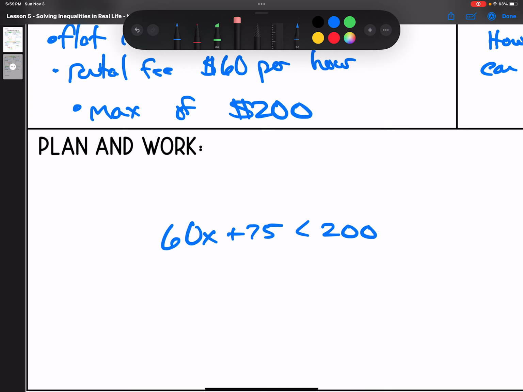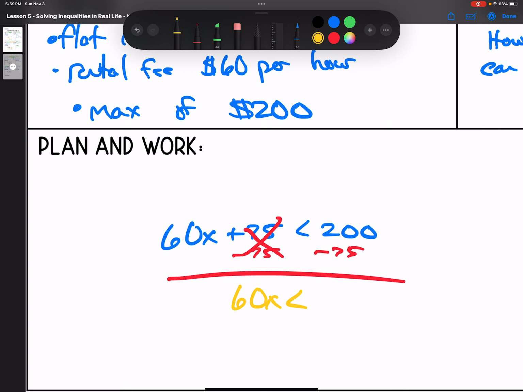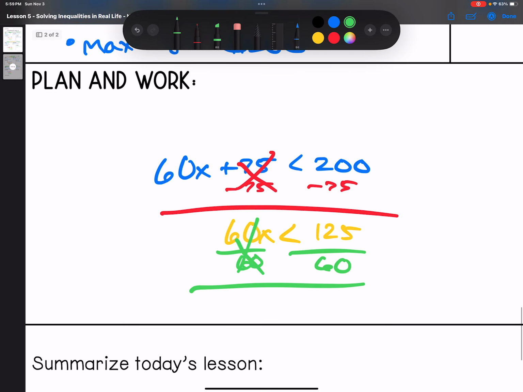I'm going to subtract 75. Those go away. I'm going to be left with 60x is less than 125. And then I'm going to divide by 60. And I'm going to be left with x is less than or equal to 2.1. So I can't rent it for 3 hours because I don't have the money. I can only go 2. Yeah, I'll have a little money left over, right? But I don't have enough to have it for 3 hours, only 2 hours.